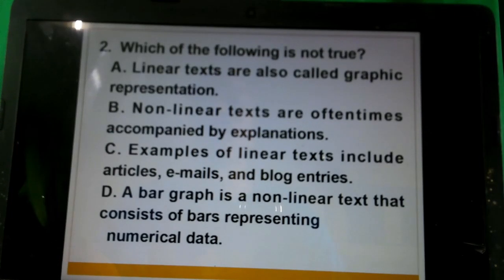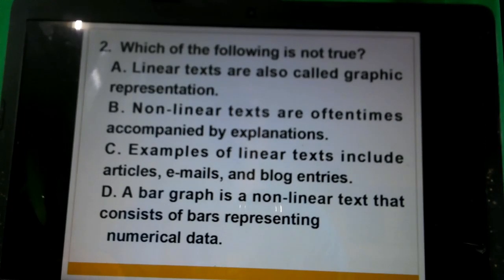Again, which of the following is not true? A. Linear texts are also called graphic representation. B. Non-linear texts are oftentimes accompanied by explanations. C. Examples of linear texts include articles, emails, and blog entries. Letter D. A bar graph is a non-linear text that consists of bars representing numerical data.